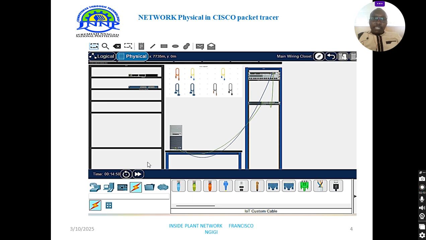In the network physical in Cisco Packet Tracer, and this is what we shall be implementing going forward, we have what you call the cable peg. We have the inventory shelf. Then we have the rack. This is the rack, and this is the table. So we shall be mounting cables, and these are the various cables, and I'm sure you're familiar with these.